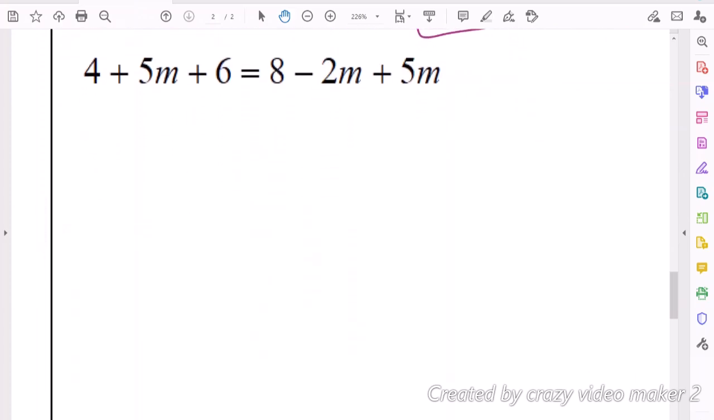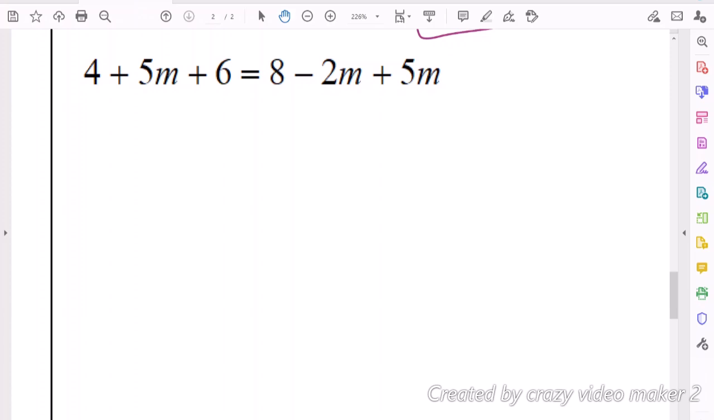Right, and here is our last example. You can see that we have variables on both sides and constants on both sides. So we need to get all of our variable terms over to the left-hand side and all of these constant terms over to the right-hand side. But to make my life a little bit easier, I'm going to actually combine some like terms on each side of the equation first and then move everything around.